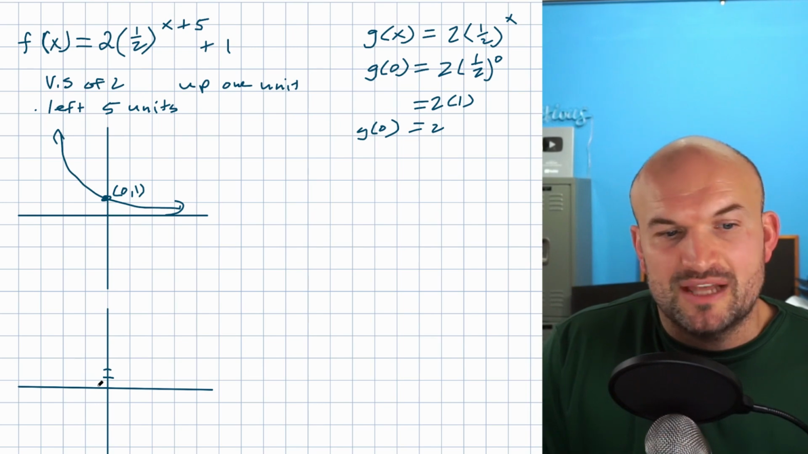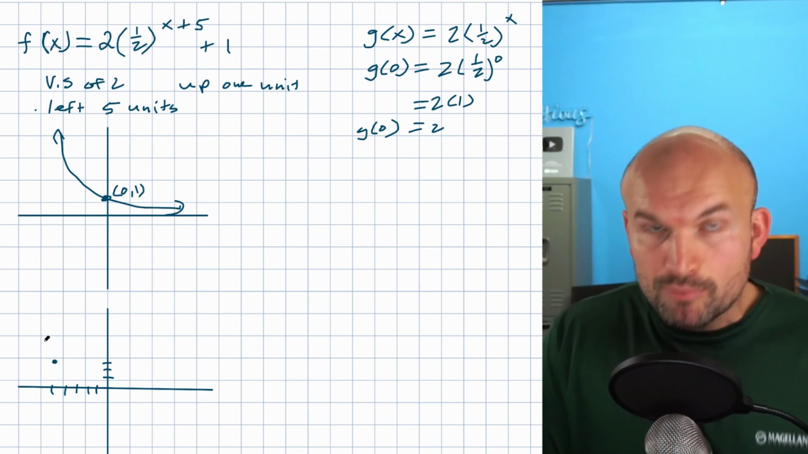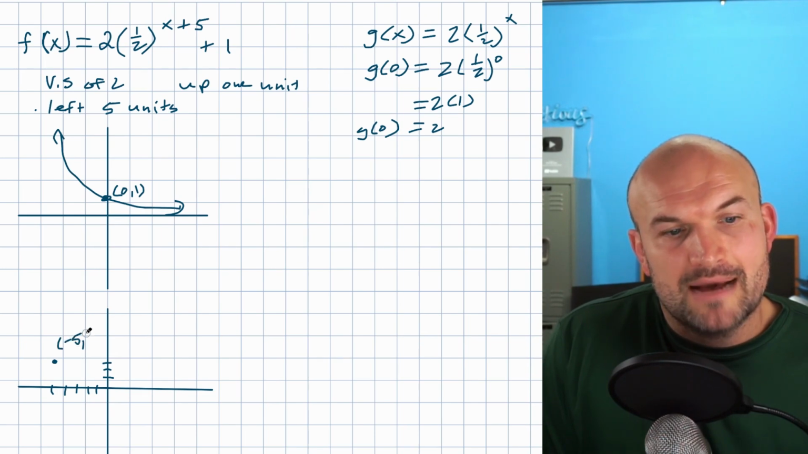And so what I'm going to do is go left 5 units, 1, 2, 3, 4, 5, and then up 1 more unit. So I have (0, 2), I'm going to go over 5 and up 1. So this new point that I have on the graph is going to be at (-5, 3).